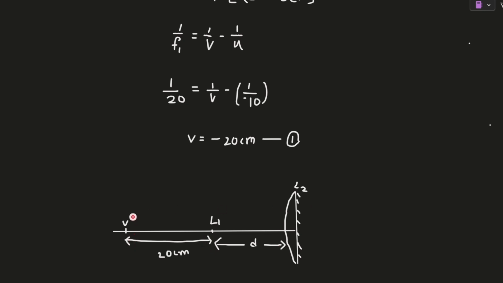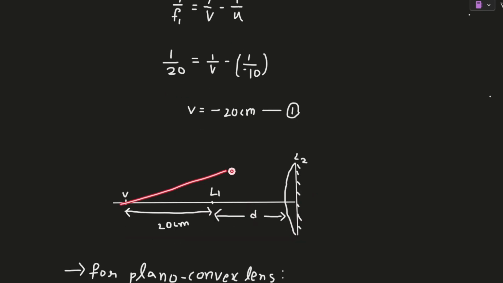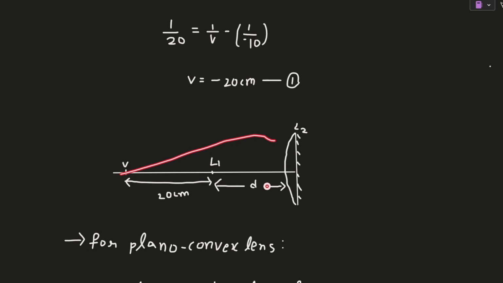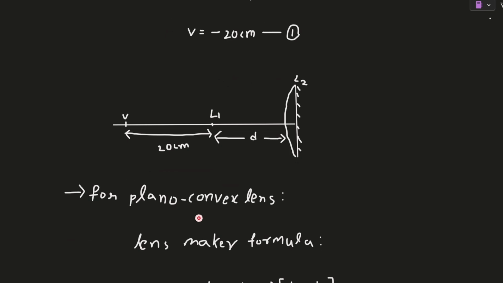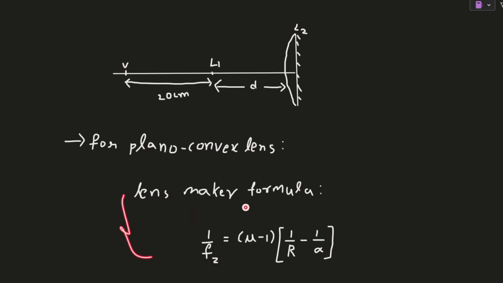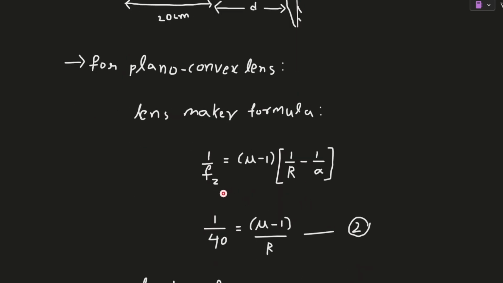So this image will act as an object for the plano convex lens. This is the main property we use here. So the object distance for the plano convex lens is d plus 20 centimeters. Now we use the lens maker formula: 1 by f2 equals mu minus 1 times 1 by R1 minus 1 by R2. Here R1 is capital R for the convex surface and R2 is for the plane surface, whose radius of curvature is infinite. So from this we have 1 by 40 equals mu minus 1 by capital R. We assume this as equation 2.